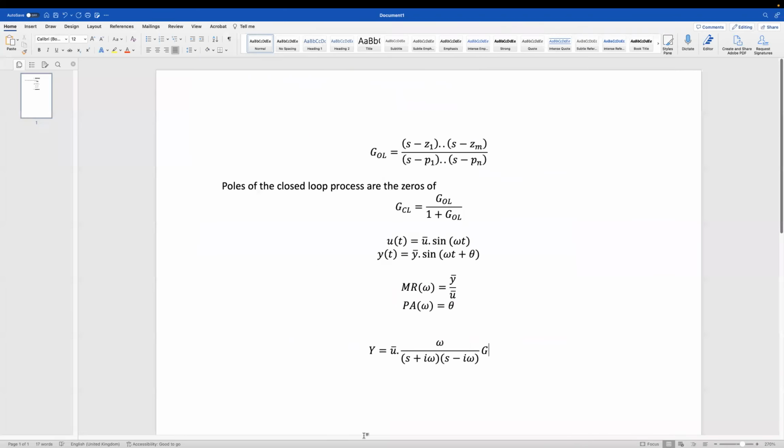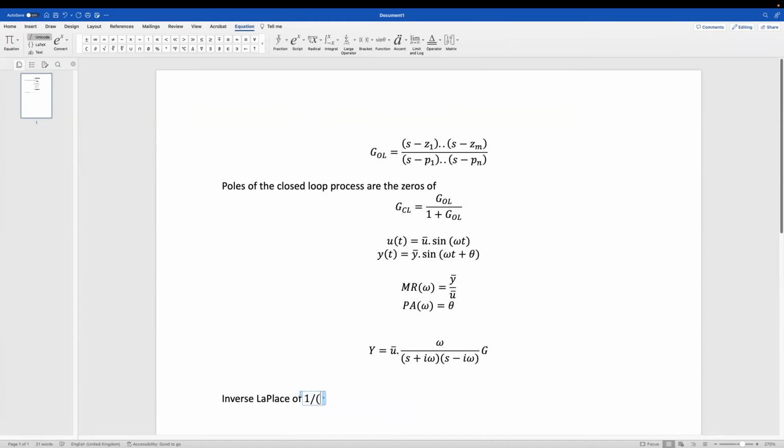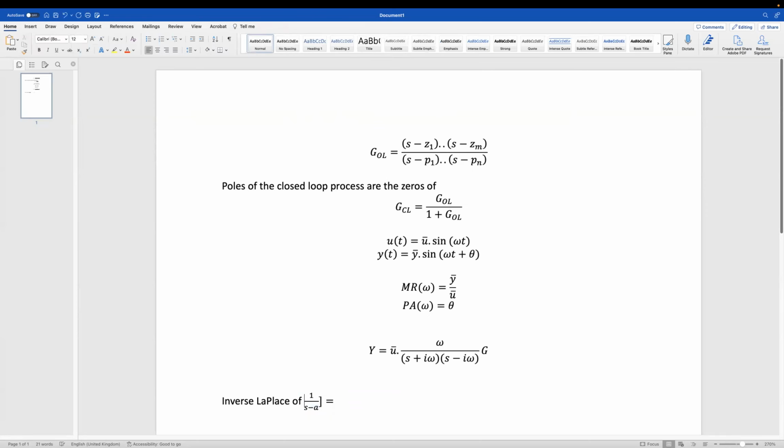Remember that if we have a Laplace transfer function, so the inverse Laplace of 1 over s minus a, that's equal to, so the inverse of all this, maybe we can make a kind of new operator here. So we can say L raised to the minus 1, for inverse Laplace. That's equal to e to the at, right?